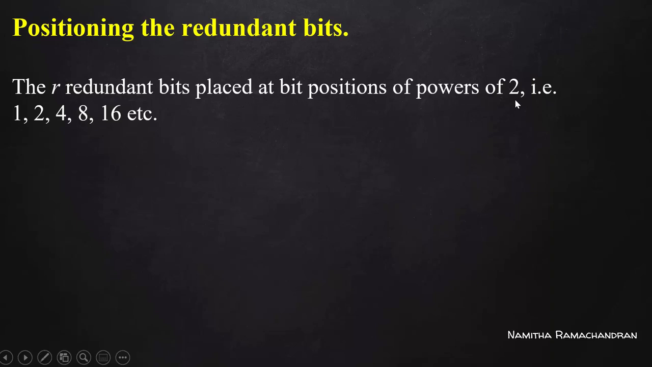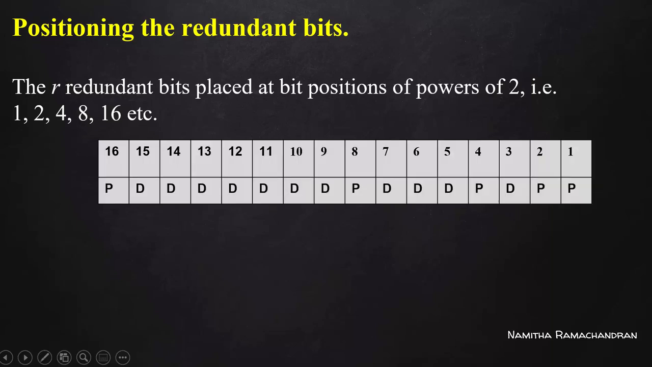That is at 2 to the power 0, 2 to the power 1, 2 to the power 2, 2 to the power 3, 2 to the power 4 and so on. So we can place the redundant bits at positions 1, 2, 4, 8, 16, etc. In our previous example, we need to place 4 redundant bits for transmitting data of 7 bits. In that case, along with the data, we need to place the 4 redundant bits at positions 1, 2, 4, 8, 16, etc. Okay, so consider the case.